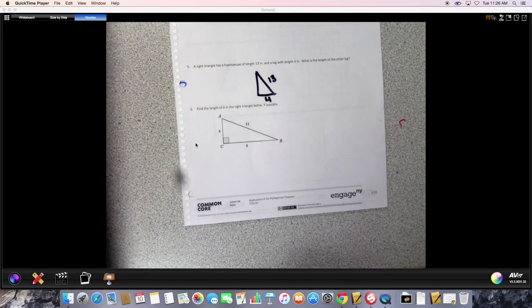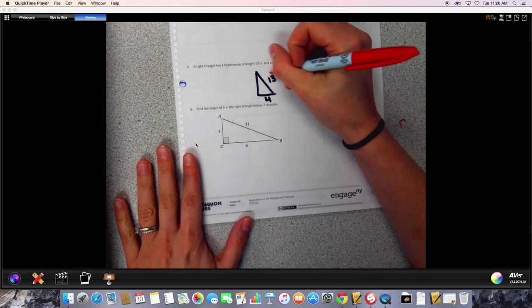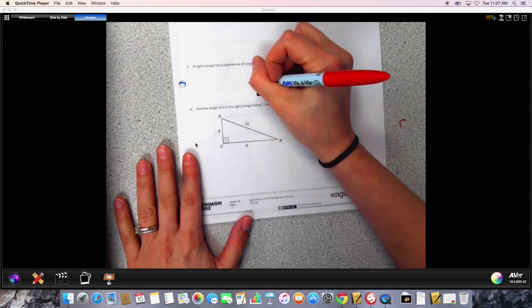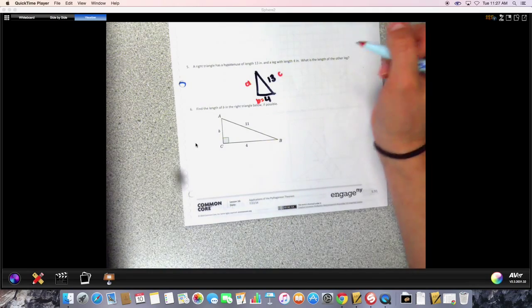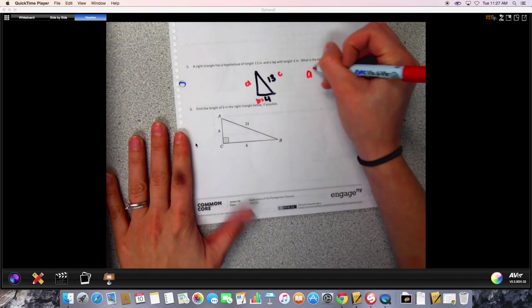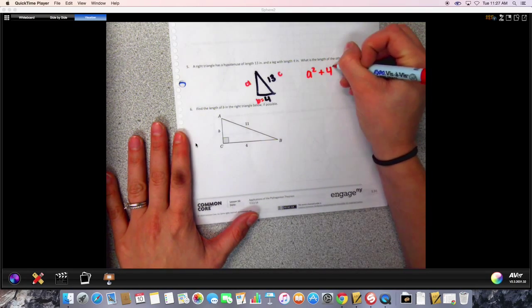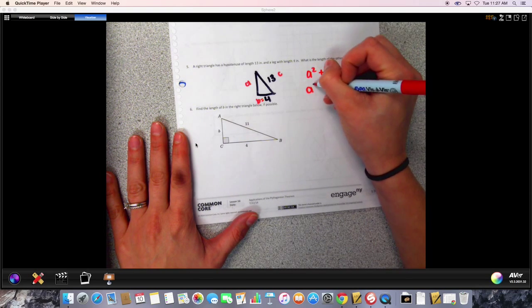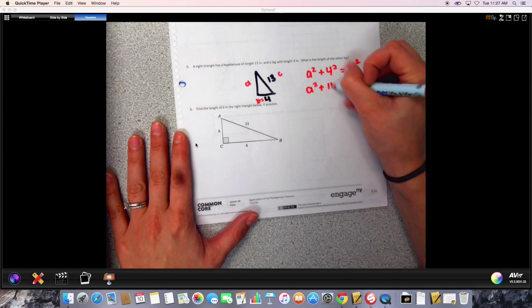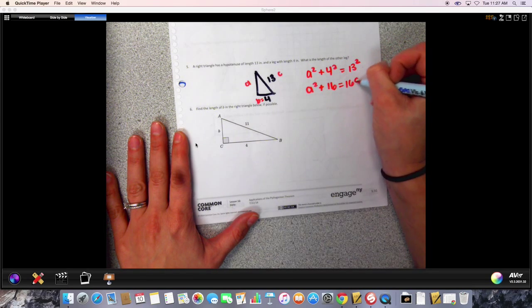Okay, now you have a picture, and you're going to use your same steps that we've done all lesson long. We're going to label. Longest side is C. We're going to label the other two sides A and B. And we're going to use the Pythagorean theorem again. So I have A squared plus 4 squared equals 13 squared. If you simplify, that's A squared plus 16 equals 169.